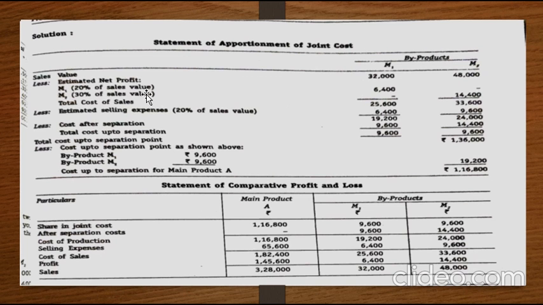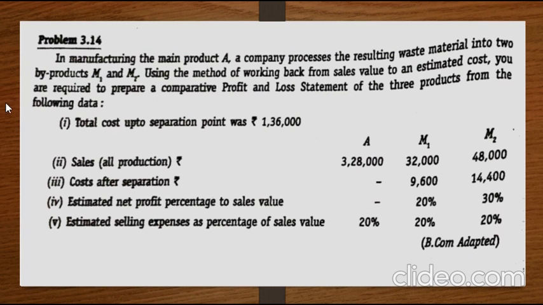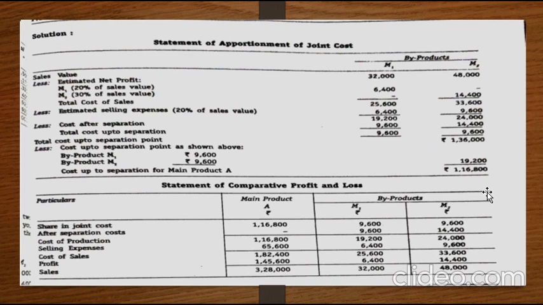So now estimated net profit, as per the question, is given as a percentage of sales value. So how much is your sales value for M1? 32,000. For M2 it is 48,000. So what is the percentage for M1? 20%. For M2 it is 30%. So now sales value is 32,000, percentage for M1 is 20% of sales value. So 32,000 into 20% will give you 6,400. And for M2, 48,000, the profit is 30% of sales value. So 48,000 into 30% will give you 14,400.